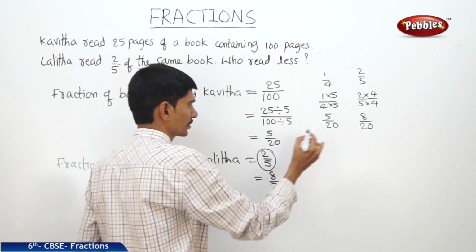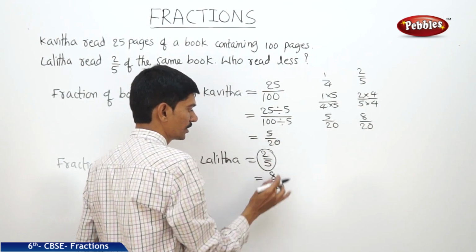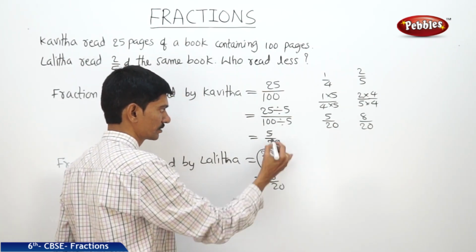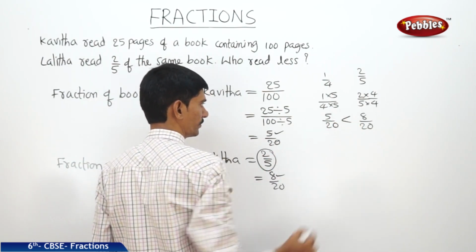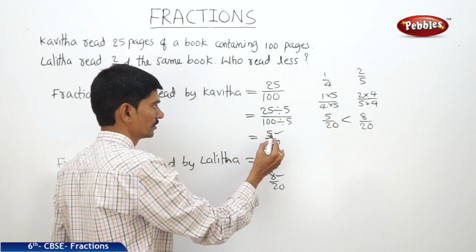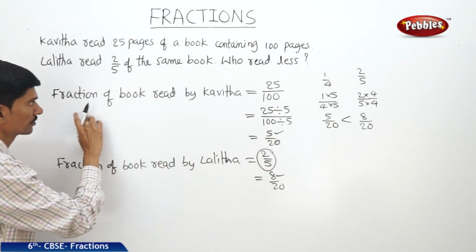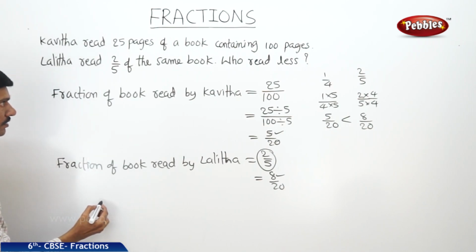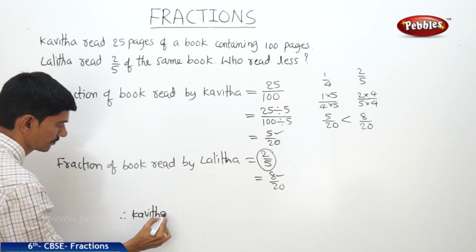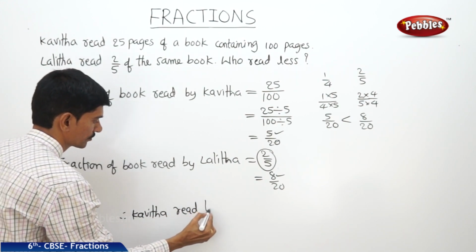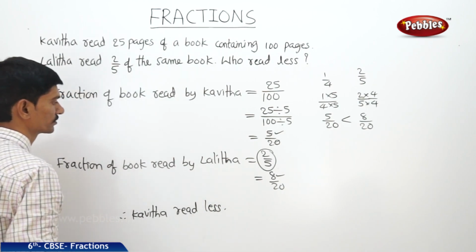So when you equate the denominators, 20 and 20, and you compare the numerators 5 and 8, here 5 is less than 8, so 5 by 20 is less than 8 by 20. So then Kavita read less, so I can write that therefore Kavita read less.